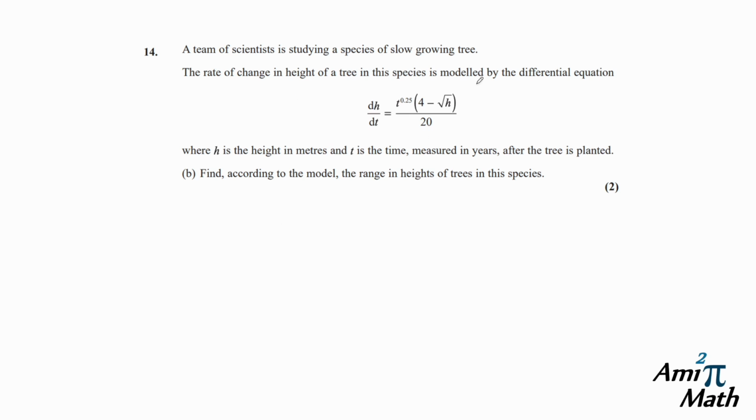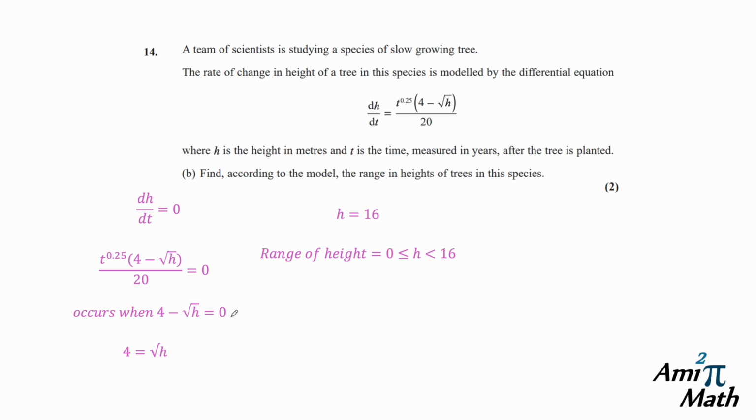Okay, so first what we want to do is find the value of h. So we can set dh over dt to equal 0. And then that means that this whole thing is going to be equal to 0. And obviously you can say that this occurs when 4 minus root h equals 0, as if this is 0 then everything becomes 0. Add root h on both sides and you get 4 equals root h, and if you square that you get h equals 16. And then we can say that the range of the height is 0 less than or equal to h less than 16. 16 is the maximum height.